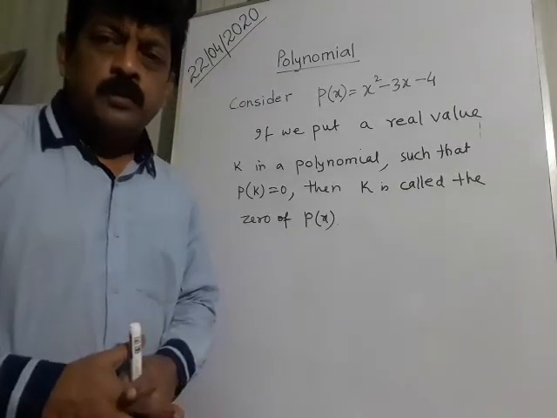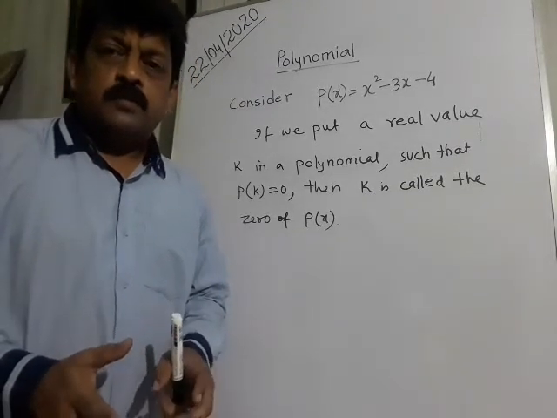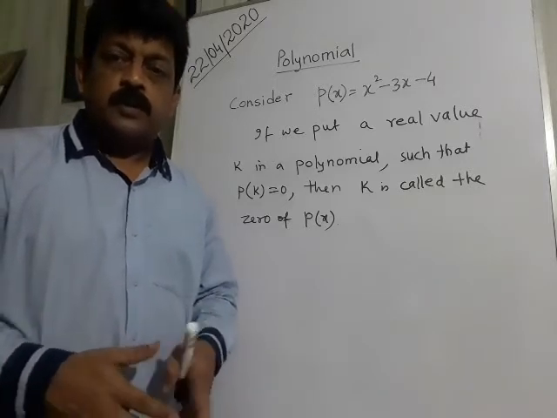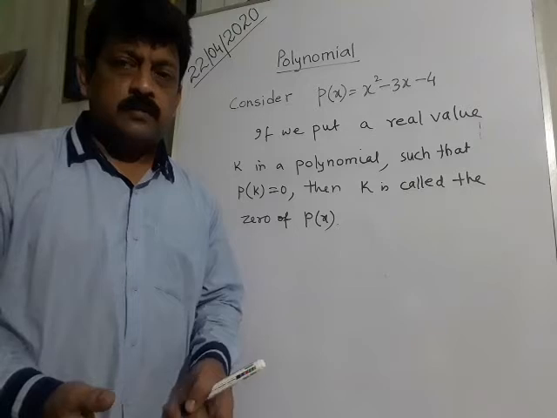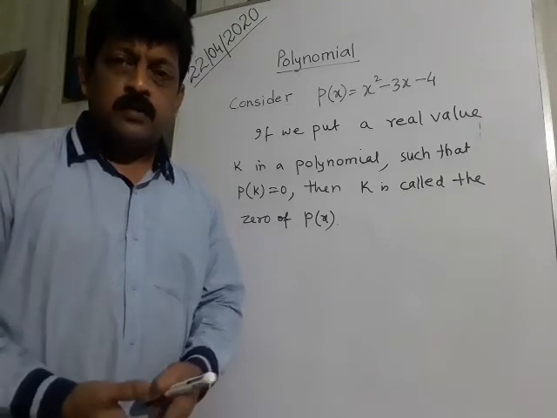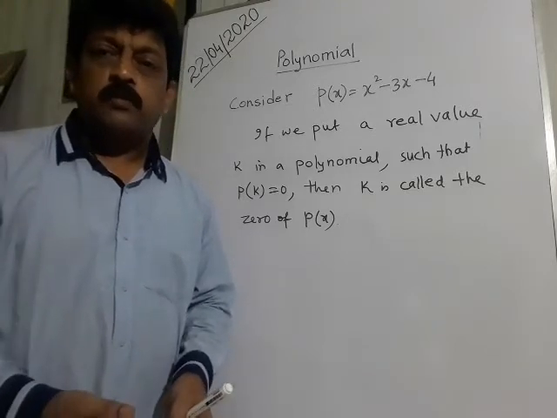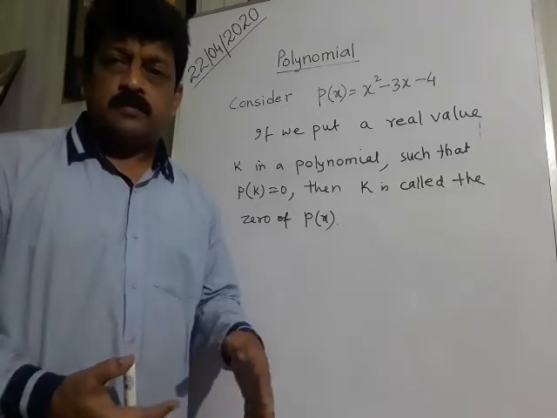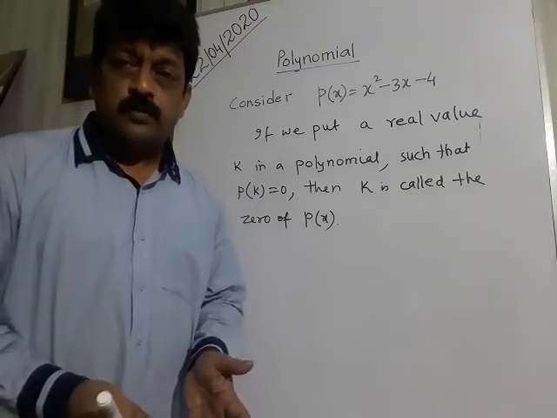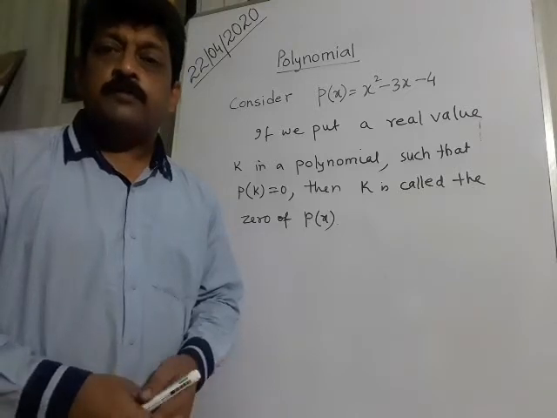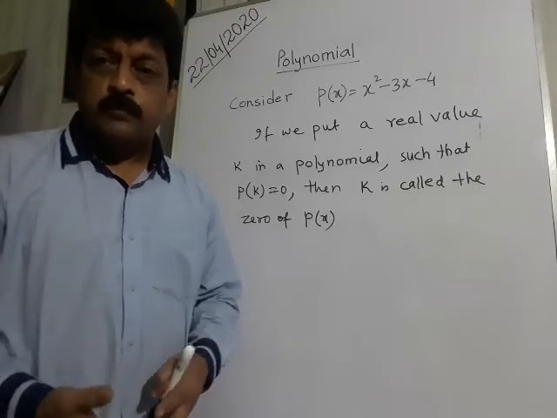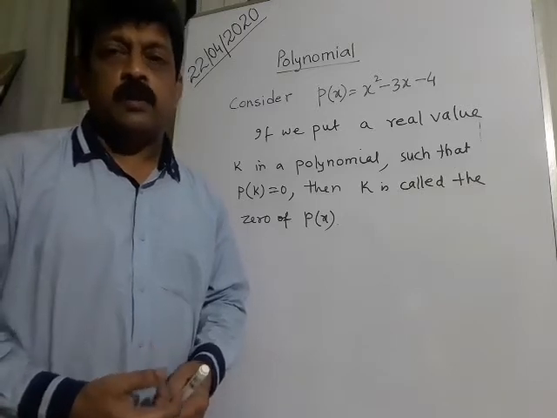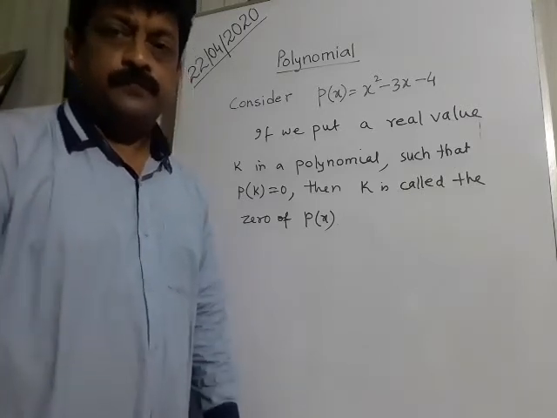Now in a polynomial, the number of zeros depends on the degree of the polynomial. If it is a linear polynomial, that is, if the degree is 1, then the polynomial will have only 1 zero. If it is a quadratic polynomial, that is, if the degree is 2, then the polynomial will have 2 zeros. If it is a cubic polynomial, that is, the degree is 3, then the polynomial will have 3 zeros.